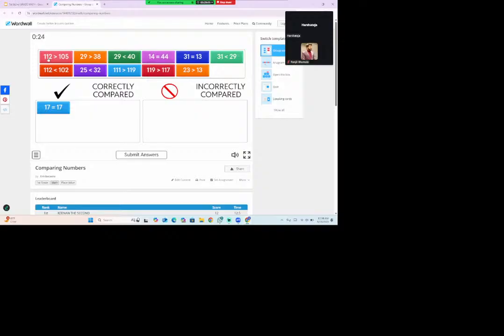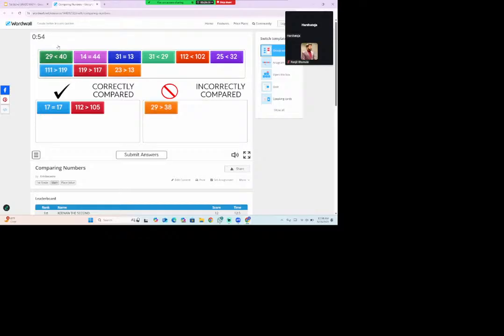So 112 is bigger than 105, so this is also correct. 29 is greater than 38? If we look at the tens place, there's a 2 and a 3. So 3 is greater, so 38 should be greater than 29. So we know this is incorrect because it's going towards 29.